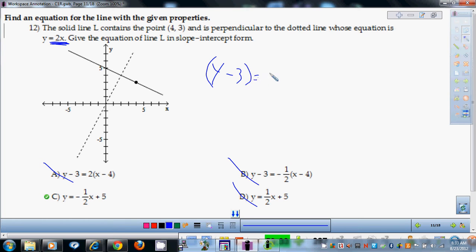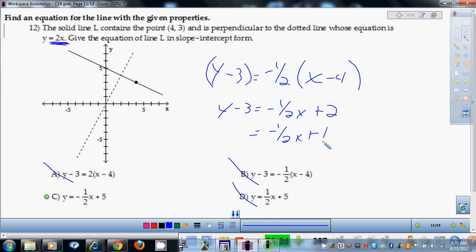y minus 3 equals -1/2 times x minus 4. Plug in your coordinate. Solve for y. Add the 3, and, wait, 5, I can add. There we go. And it is C. That's how mathematically you would get it, because most likely you're going to have to do it the mathy way tomorrow. Questions?